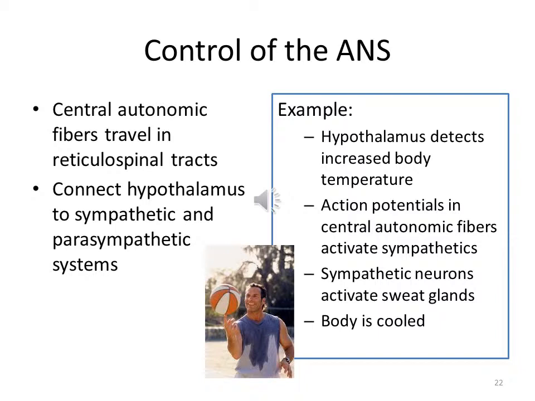So the example that's given on this slide is that if your body temperature goes up, your hypothalamus will detect that. It will send action potentials through the central autonomic fibers that will activate the sympathetic nervous system to turn on your sweat glands, and then your body temperature decreases. This is a great example of a homeostatic negative feedback loop.